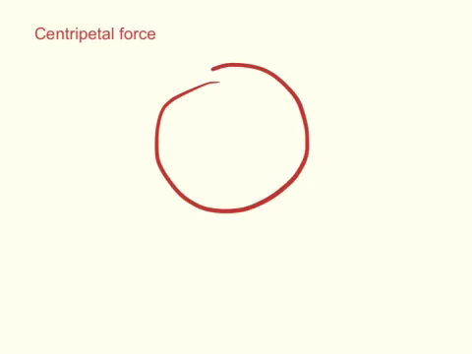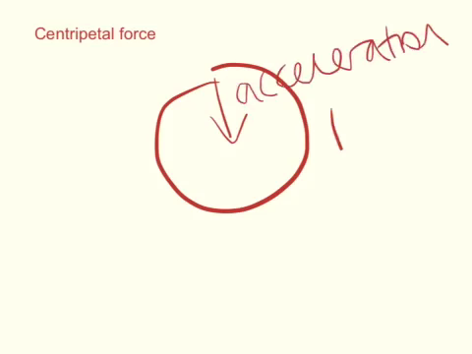So anything that's moving in a circle has a centripetal force keeping it moving in that circle. And like the tension in the string, the centripetal force always acts towards the centre of the circle. Now, the centripetal force is the resultant force that's keeping it in the circle. And if the resultant force is acting towards the centre, then the acceleration must be acting towards the centre. If you remember, F equals ma.